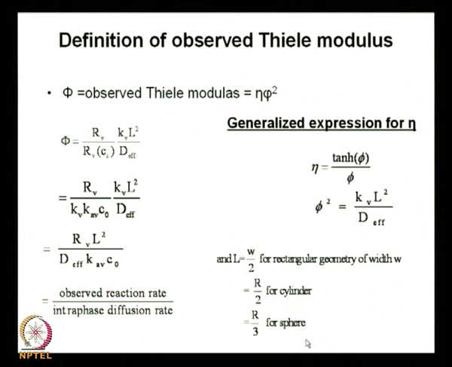Okay. So, this is something that you need to remember. I do not expect you to remember all the formulas, but this is an important formula that you need to remember. Eta is tanh phi over phi, phi square is R(C0) L square over D effective C0, or equals kV L square over D effective for a first order reaction. L is W over 2 for rectangular geometry, half the radius for a cylinder, and one third the radius for a sphere. Okay. So, this is something I want you to remember.